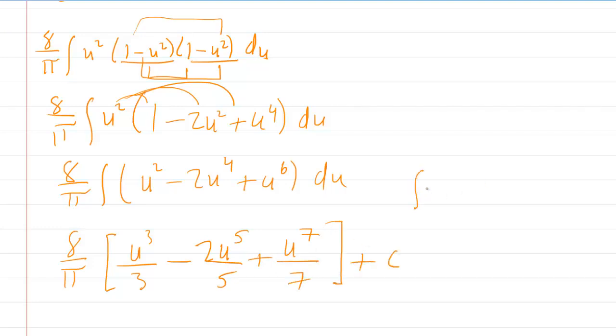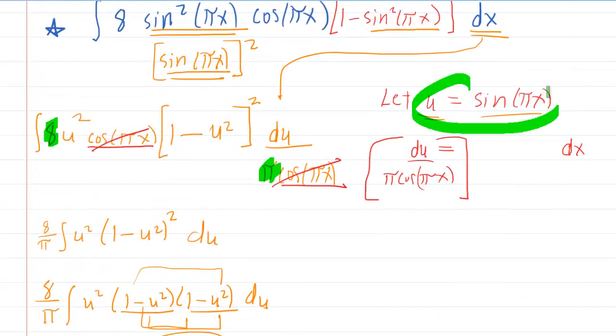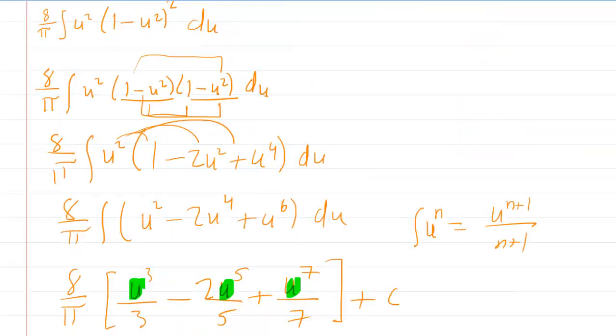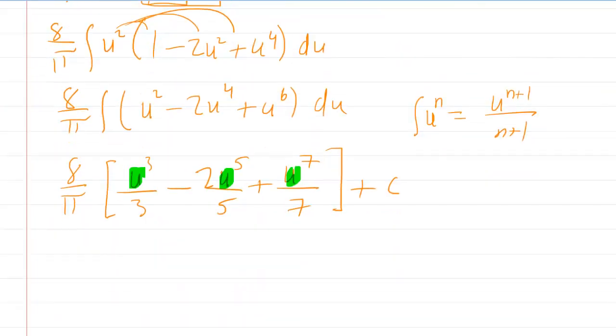Remember that to integrate u to the power of n, it's just u to the power of n plus 1 over n plus 1, just as a little reminder there. And then it seems like we're done, but don't forget that all of these u's right here were equal to sine of x. That was our original substitution. Excuse me, they're equal to sine of pi x. I'm glad I looked back there. So these are all sine of pi x's. Let's replace each one with a sine of pi x.